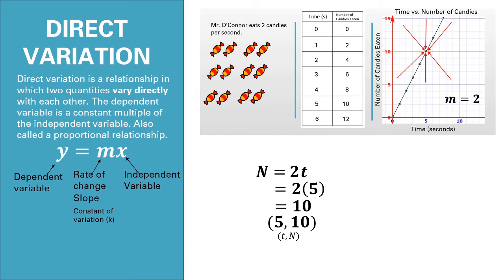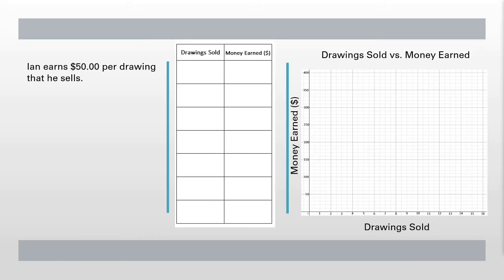If I substitute a value for t, whatever value I substitute for t, my answer for y will be that number for t times the constant of variation, or the rate of change, which is, in this case, 2. Let's take a look at another scenario.